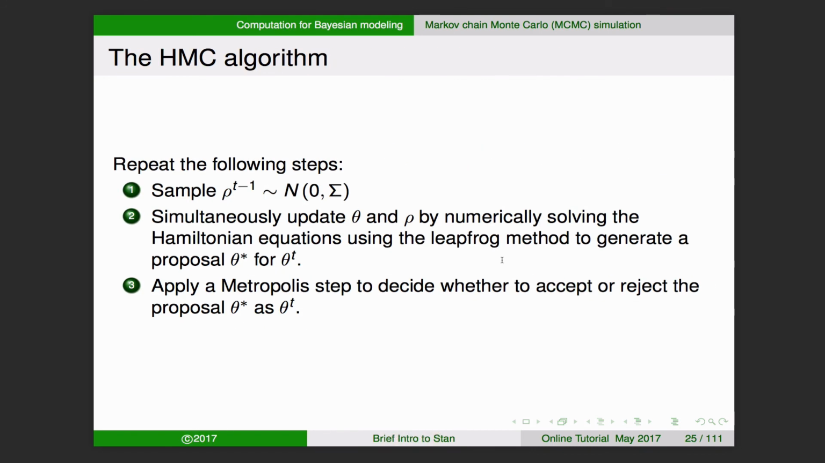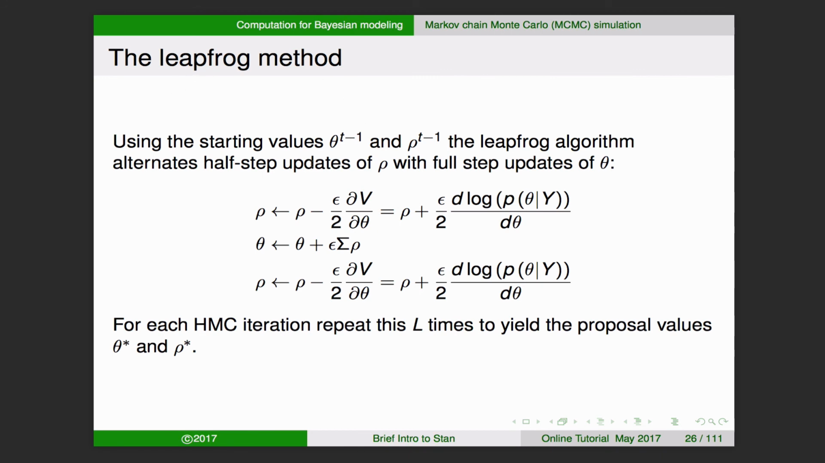Now, to get more specific about what the HMC algorithm is, what we do is repeat the following steps. We first sample some momentum here that we'll call rho t minus 1 from our normal 0 sigma distribution. Then we're going to simultaneously update both theta and rho by numerically solving the Hamiltonian equations using a numerical integration method called the leapfrog method to generate a proposal here that we're going to call theta star. And that proposal then is a proposal for theta t. And then we use a Metropolis step to decide whether or not to accept or reject that proposal as the theta t. If it's rejected, we just keep the previous theta t. If we accept it, we replace theta t with theta star.